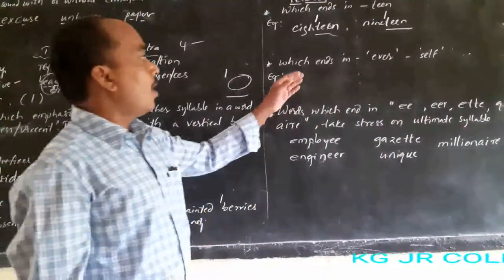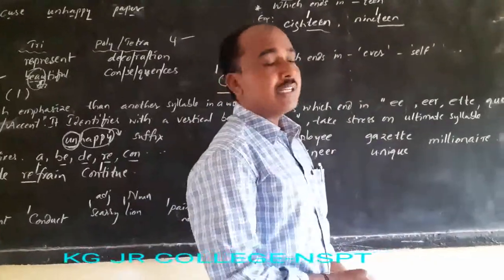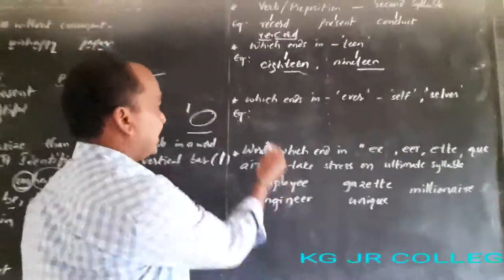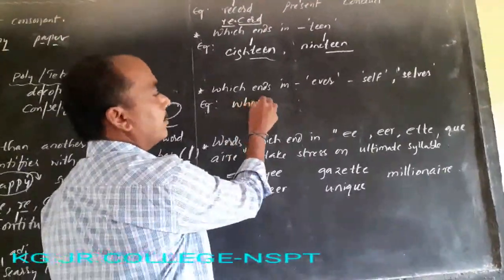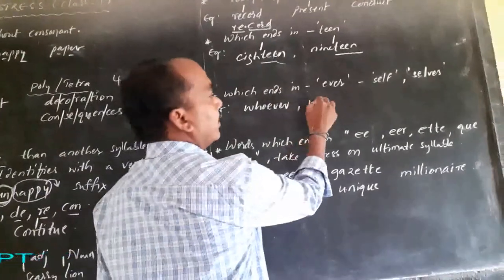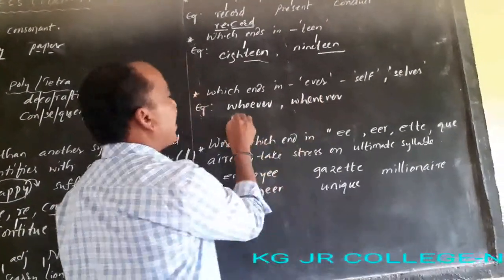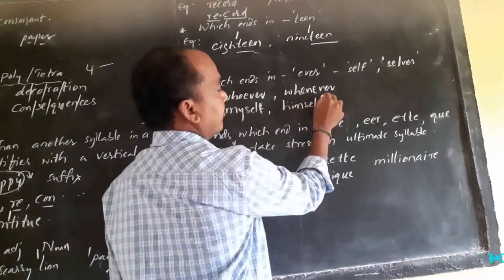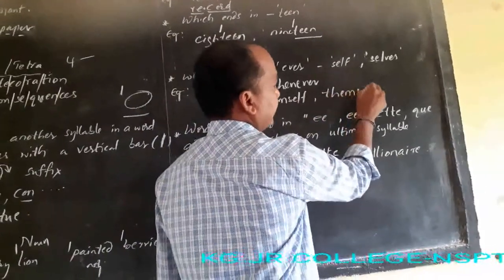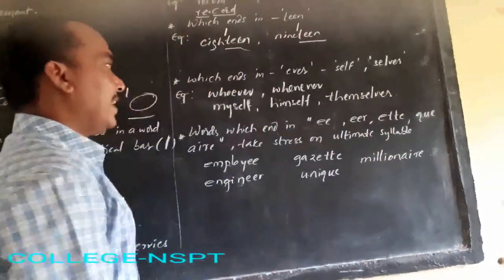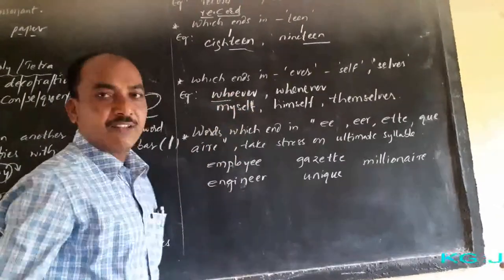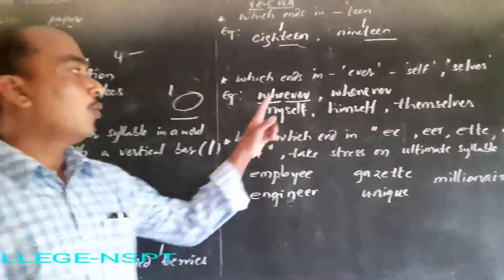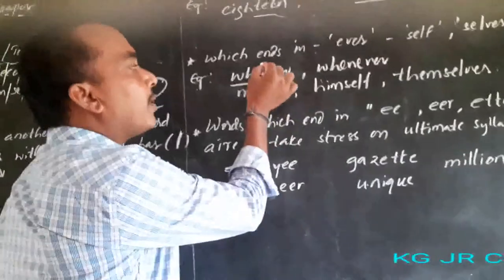Another word: a word which ends in ever, self or selves. For example, whoever, whenever, myself, himself, themselves. You see, two parts are there: one is the root part, and the other is the self part or ever part. See here, whoever. How many parts are there? Two. So the ever part is stressed.